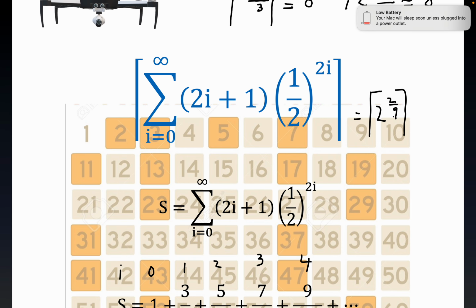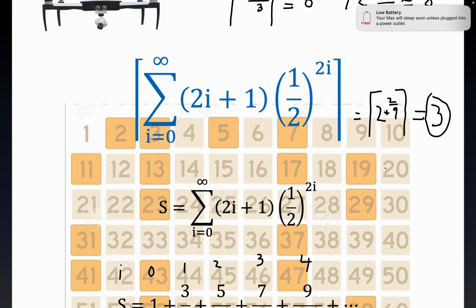explicitly, 2 and 2/9. Some people would prefer to write just 2 plus 2/9 rather than try to remember these mixed fraction form things. But so this is 2 plus 2/9. And of course, the least integer that is greater than this number is 3. So that's the answer. And y'all, that's it.